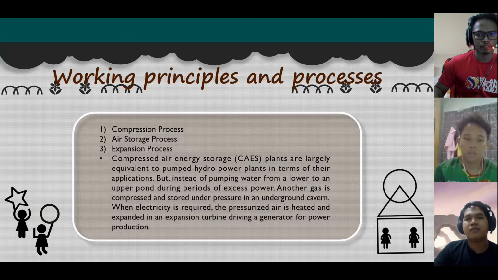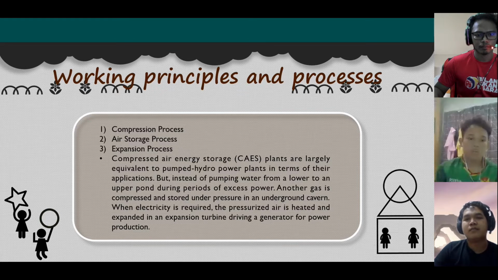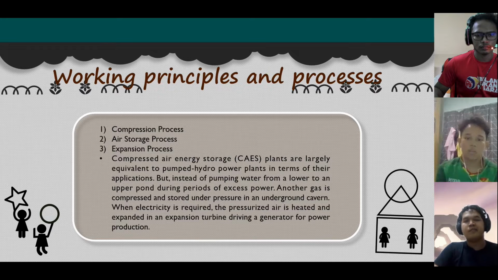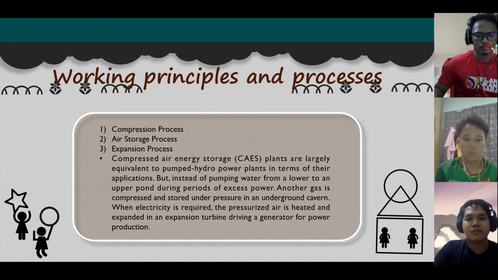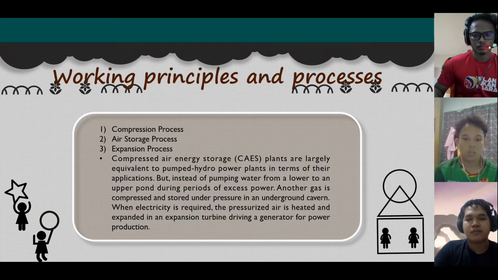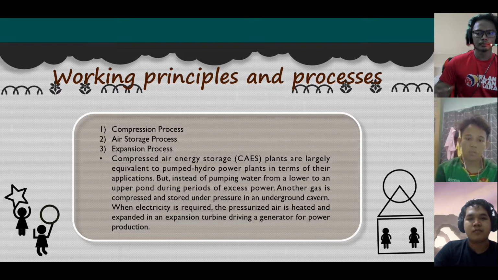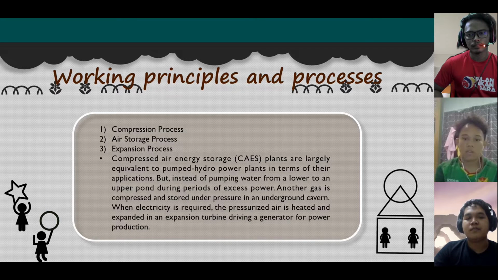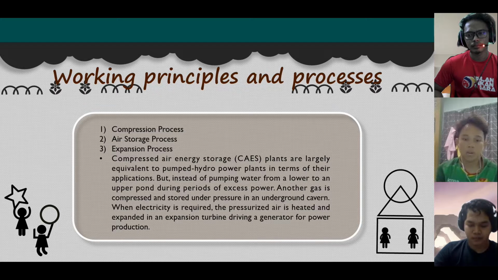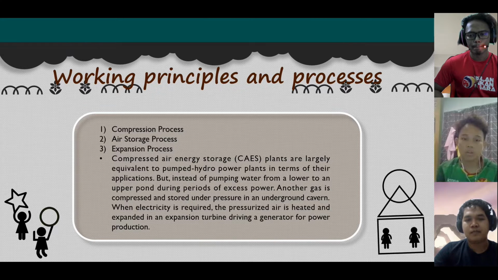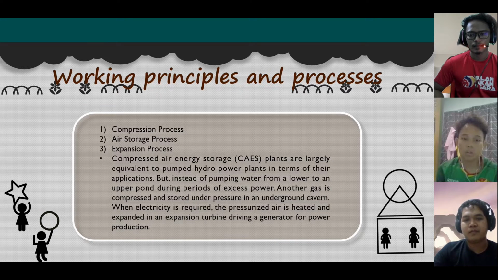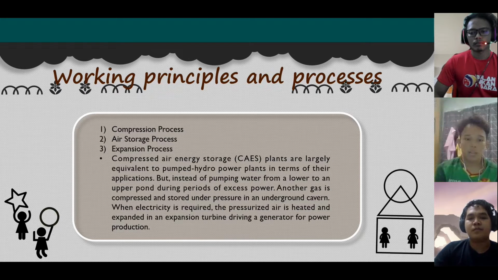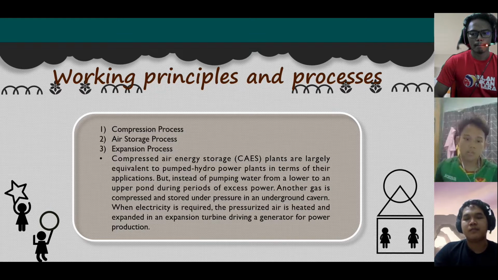Working principles and processes. There are three processes: compression, air storage, and expansion. Compressed air energy storage plants are largely equivalent to pumped hydro power plants in terms of their application. But instead of pumping water from a lower to an upper point during a period of excess power, air is compressed and stored under pressure in an underground cavern. When electricity is required, the pressurized air is heated and expanded in an expansion turbine driving a generator for power production.